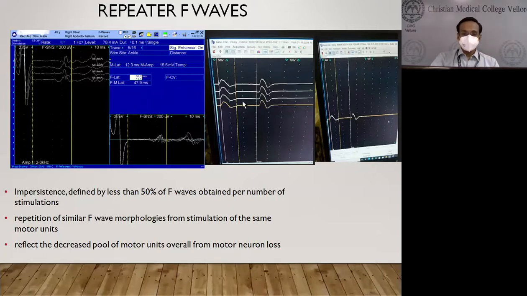This is another patient who came to our OPD with bulbar onset ALS and is now probably becoming bedbound. Here we are seeing that the F waves look exactly similar, like one form of F wave repeatedly coming. If you superimpose them on this rastered trace, they are exactly superimposed on each other. If you get this, it indicates that there is chronicity and a reduction in the motor unit pool. Such F waves are called repeater F waves.